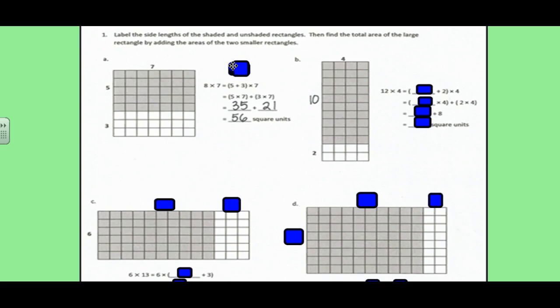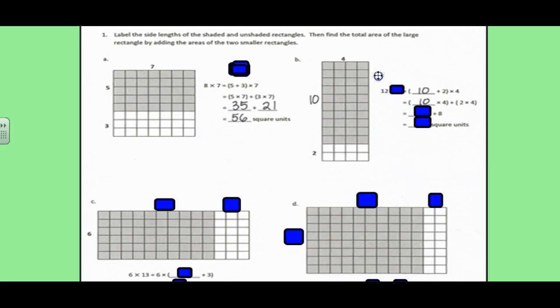Okay, so the side length was 10 because there are 10 squares right here, and I know that when I add 10 and 2 together, it gives me 12. So right here on the paper, you also needed to put 10 because 10 plus 2 is equal to 12, and we're breaking apart the 12 right here. So we're really saying 12 times 4, which is the same thing right here, but now we're going to break it into two separate equations.